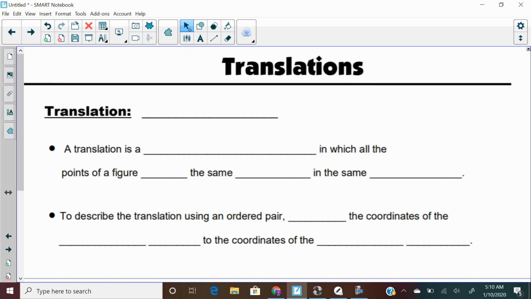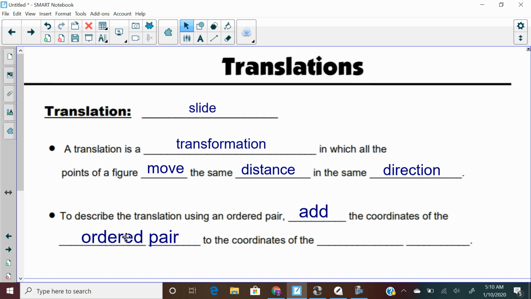So the first kind of transformation we talk about is a translation, or slide. A translation is a transformation in which all the points of the figure move the same distance in the same direction. To describe the translation using an ordered pair, we add the coordinates of the ordered pair to the coordinates of the original point.